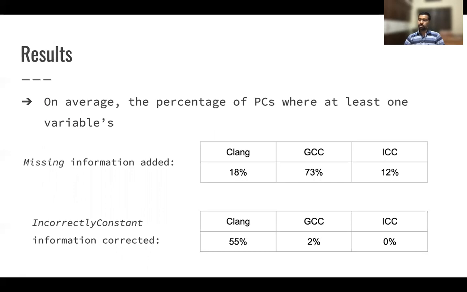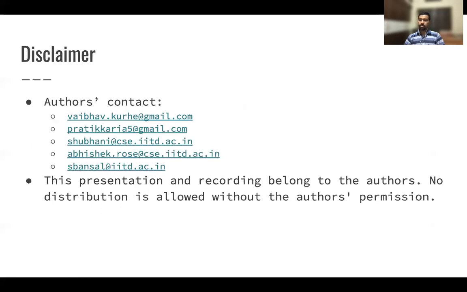The average percentage of PCs where at least one variable's missing debugging information was added is 18 for Clang, 73 for GCC, and 12 for ICC, while the percentage of PCs where incorrectly constant debugging info was corrected were found to be 55 for Clang, 2 for GCC, and 0 for ICC. We find that among all the three compilers, Clang was the one with most of its debugging info classified as incorrectly constant, while the GCC had most of its debugging info under the missing category. We find that the ICC had the least debugging info issues, be it the missing or the incorrectly constant category.